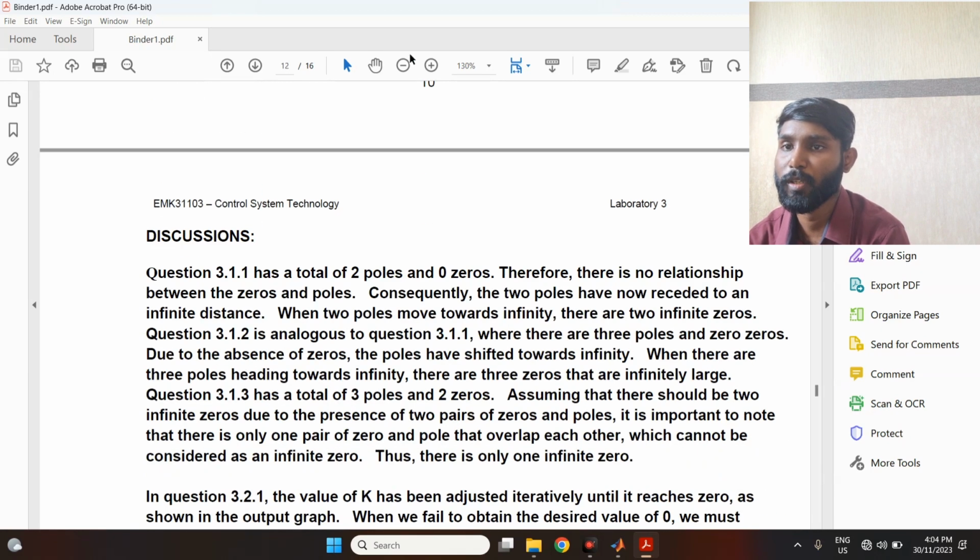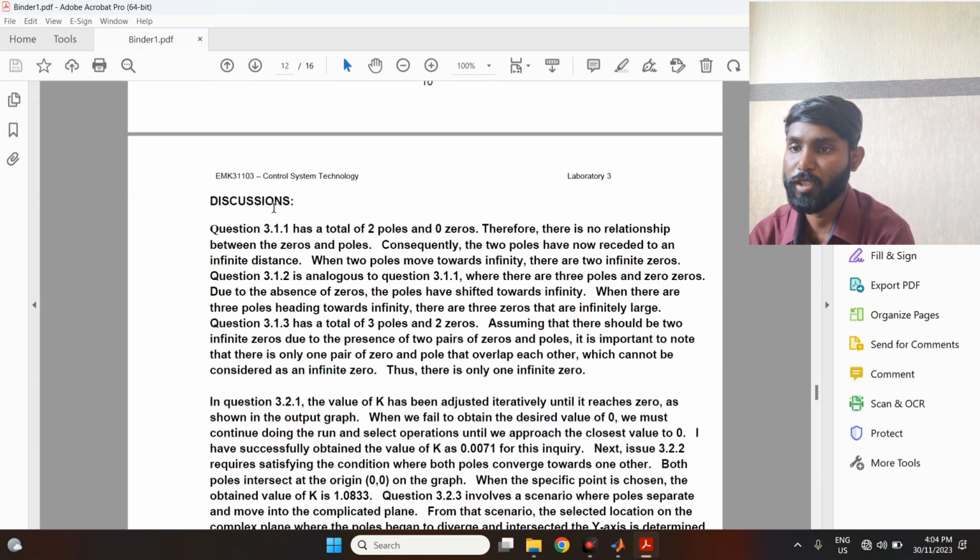As for the discussion, question 3.1.1 has a total of 2 poles and 0 zeros. Therefore, there is no relationship between the zeros and poles. Consequently, the 2 poles recede to an infinite distance, so there are 2 infinite zeros. Question 3.1.2 is analogous to question 3.1.1, where there are 3 poles and 0 zeros. Due to the absence of zeros, the poles shift towards infinity. When there are 3 poles heading towards infinity, there are 3 infinite zeros.